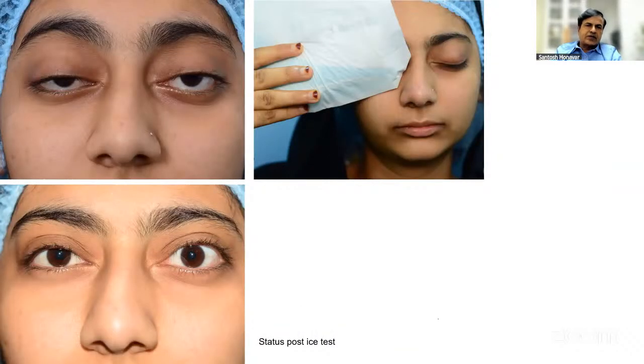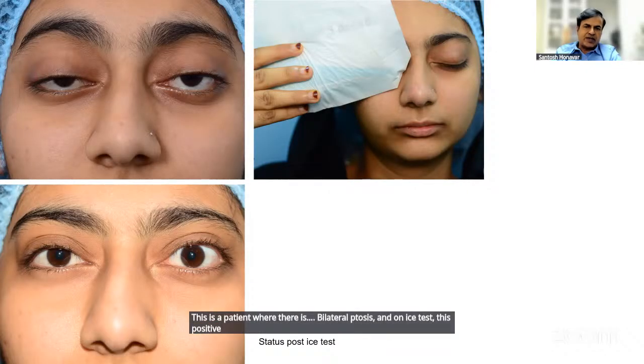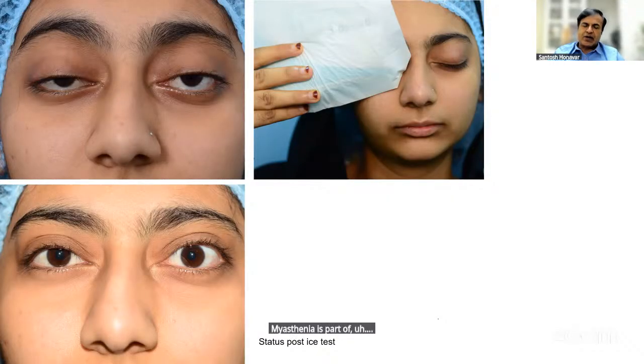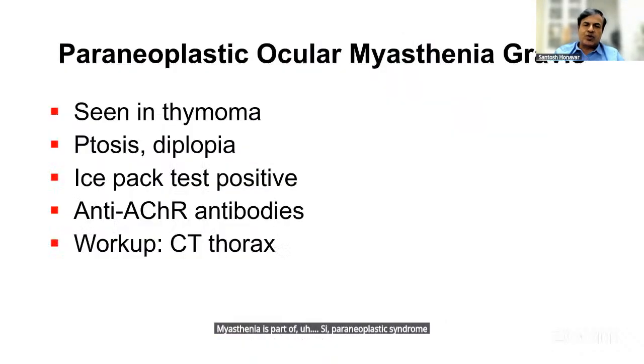This is a patient where there is bilateral ptosis and the ice test is positive. This is very typical of myasthenia. This patient does not have myasthenia as part of, say, a paraneoplastic syndrome, just showing you as an example.